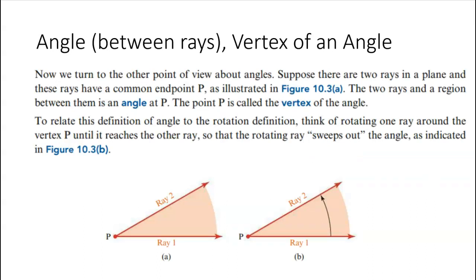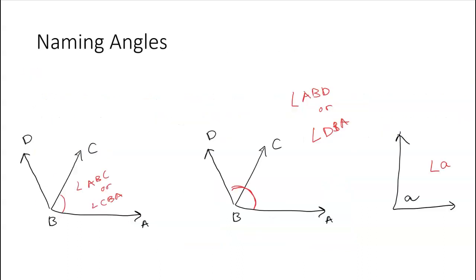Now an angle can also be considered between 2 rays. So this here is our angle P around the vertex P, and a vertex is where 2 rays meet, or 2 line segments meet. You can kind of think of rotating one ray around the vertex until it reaches the other ray, and that can be a way to kind of keep those together.